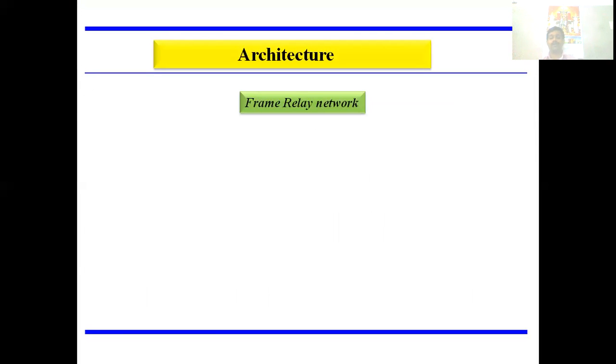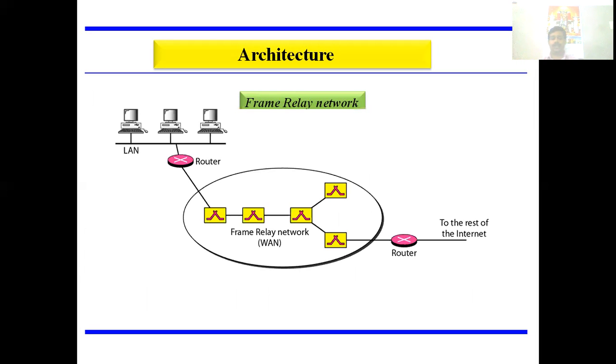Next, we are going to see the architecture of frame relay. So this is a frame relay network. Here, this is a LAN. This LAN is connected to the frame relay network through a router. This frame relay network is a WAN and it acts as a backbone WAN.